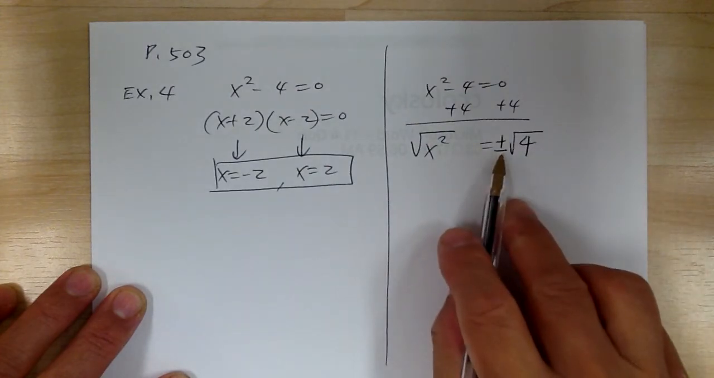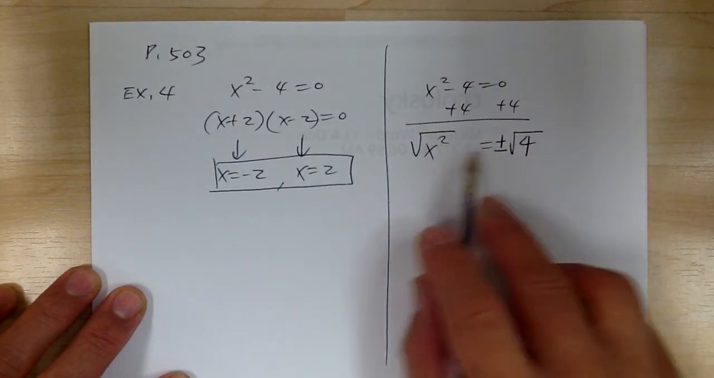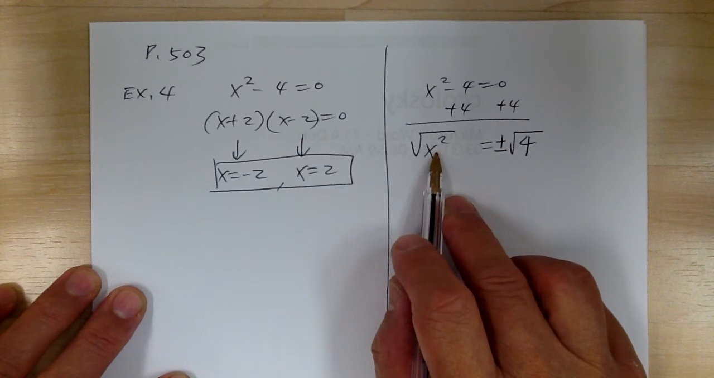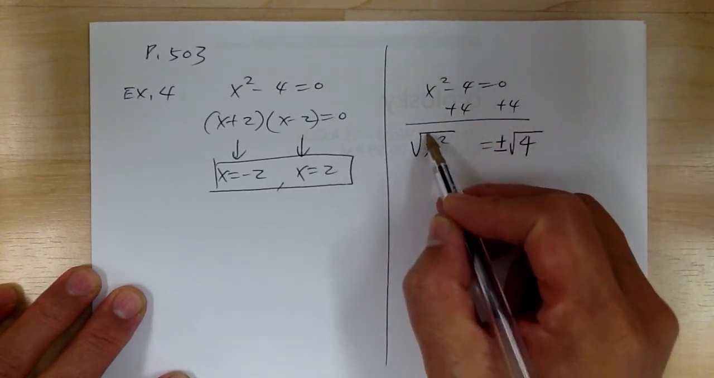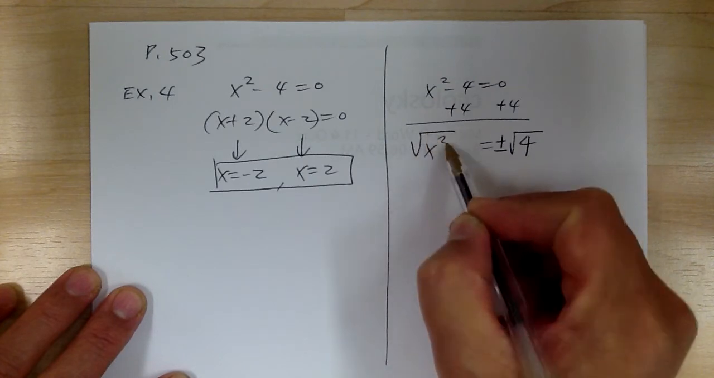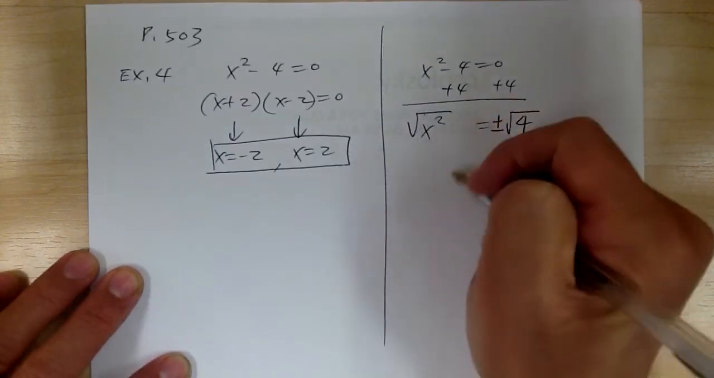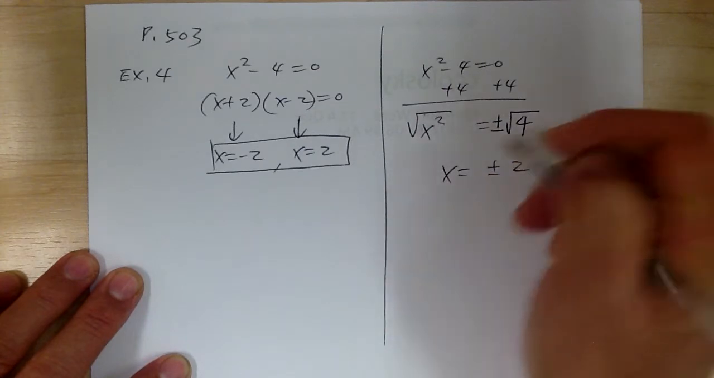So this is the key over here. You need to remember that. When you take the square root of a variable, you need to put plus or minus on the other side. Again, the reason you take the square root is to undo the square. So you're going to get x equal to plus or minus 2.